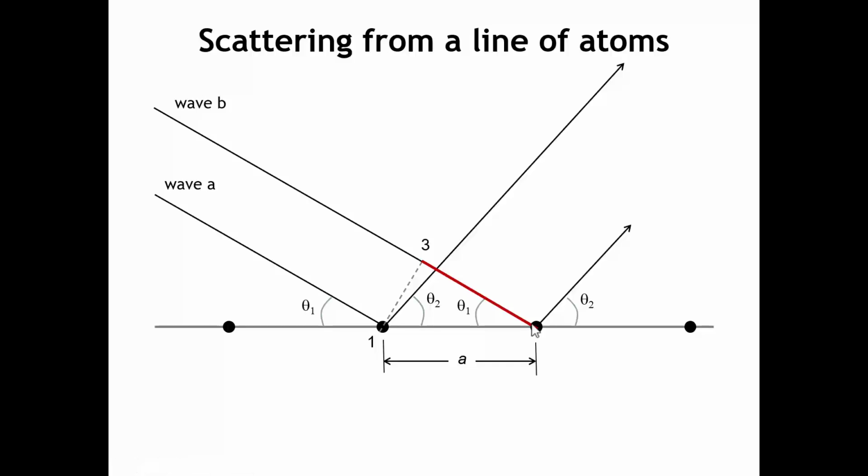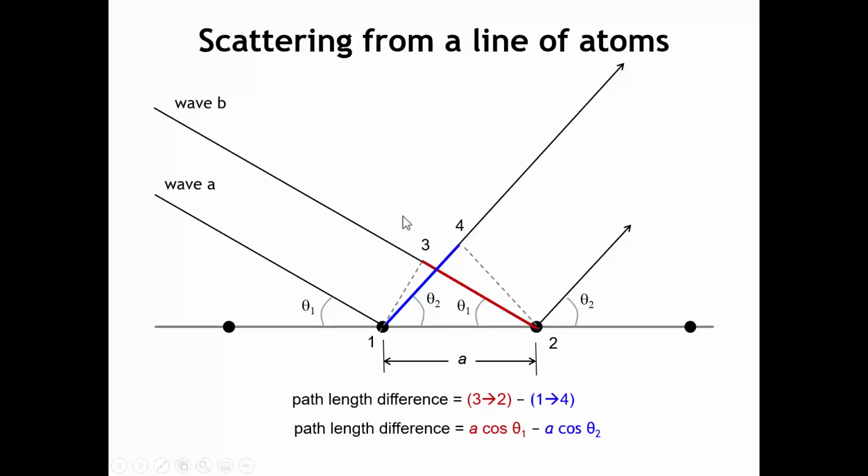On the scattering side, we can draw another line that is perpendicular to the waves, and this is another right triangle here. Wave A is going to travel an extra distance from 1 to 4 before they're back lined up with one another. So the difference in path length between wave B and wave A is the distance from 3 to 2, that's the extra distance that wave B travels, minus the distance from 1 to 4, which is the extra distance that wave A travels.